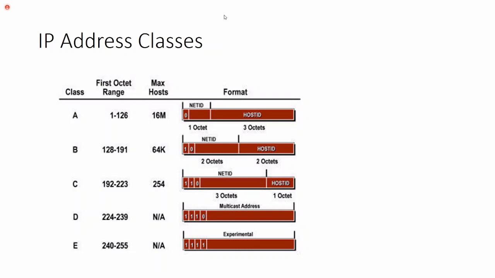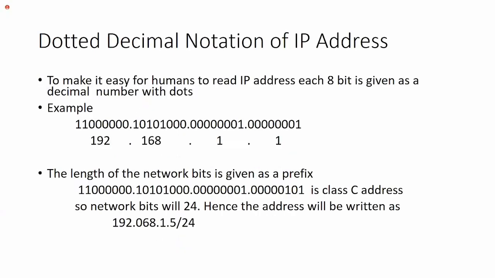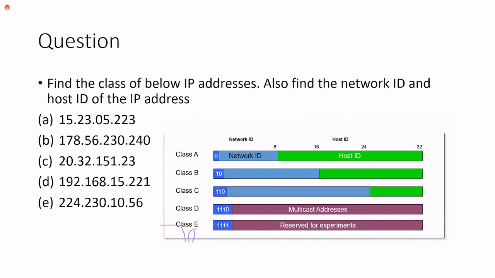Students, is it clear how you have to do it? Or do you have a question? You don't understand? Class A, madam. Class A, right? Because it is starting from 1, it's in the range of 1 to 126. Class A. So then what will be the network ID? What is the network ID? Network ID, first 8 bits. In class A, that is the first 8 bits, which is what?